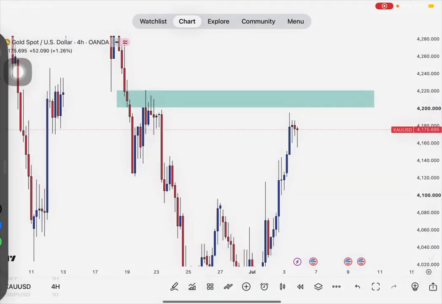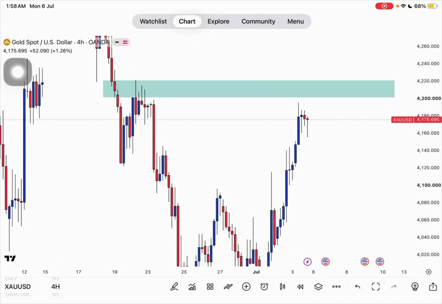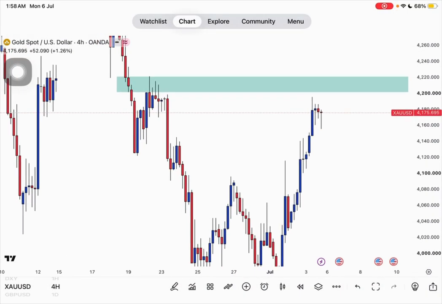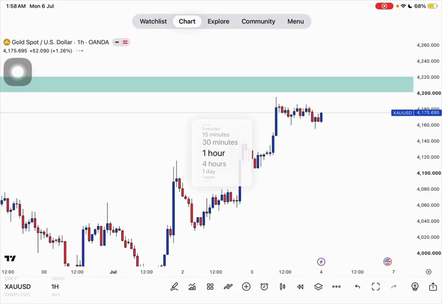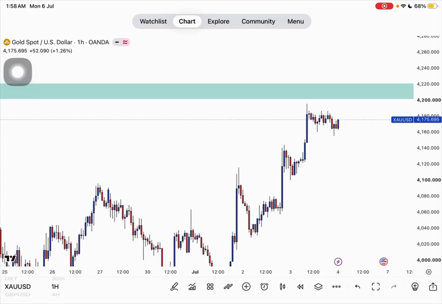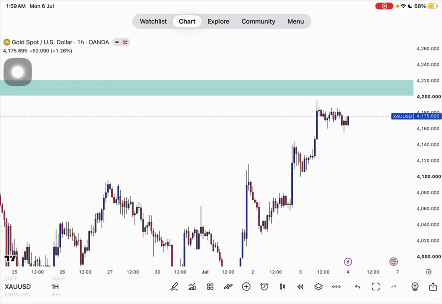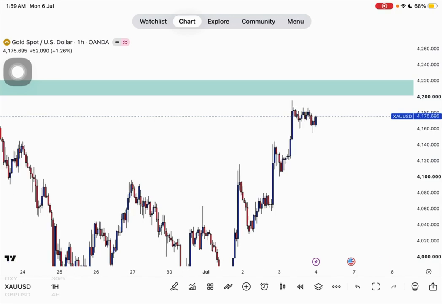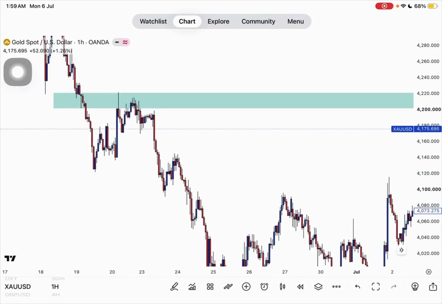Okay, so we have already marked the H4 time frame. Now we will use multi time frame. We just move to the next lower time frame, which is the H1, to precise the zone. The more you precise your zone, the smaller zone you will get. So this is the H1.